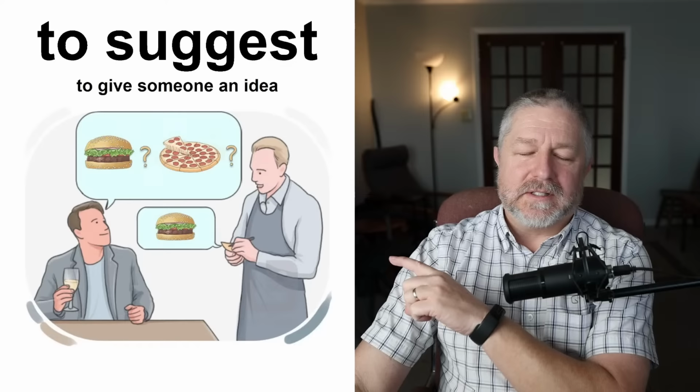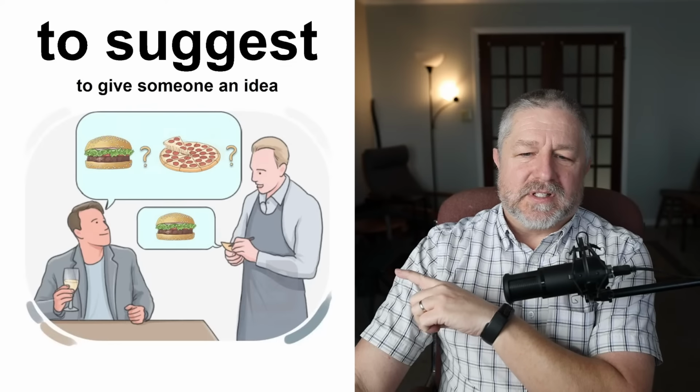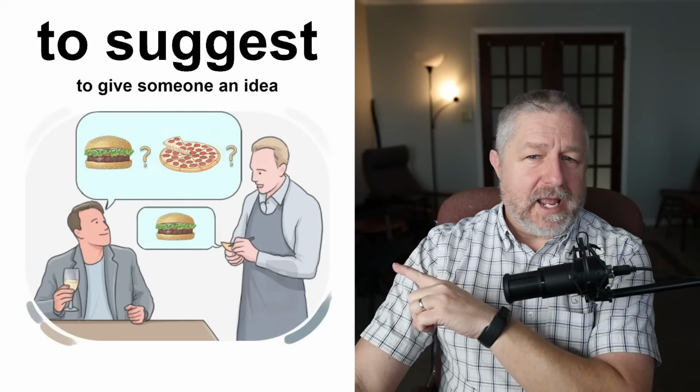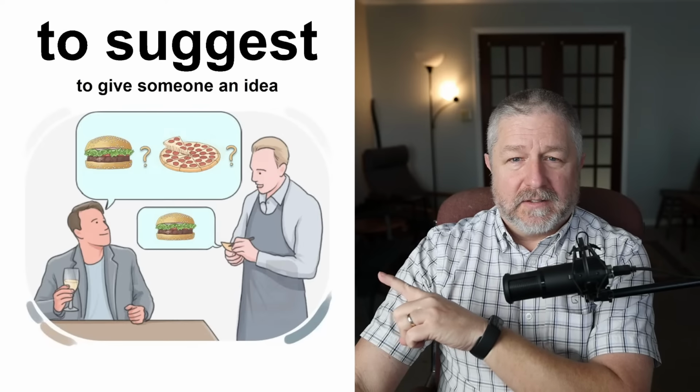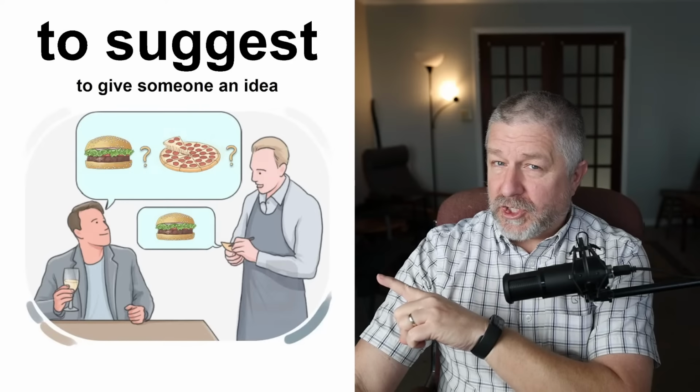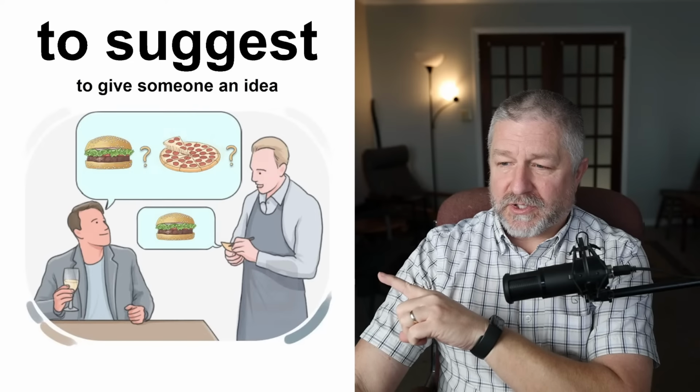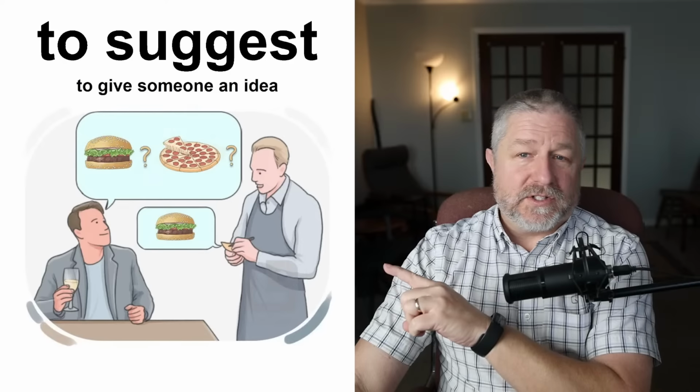In a restaurant, it looks like the person sitting down isn't sure if they want a hamburger or pizza. So the server is suggesting that they have a hamburger. Maybe the hamburger is cheaper that night. Maybe it is the special. Maybe the hamburger is just really good.